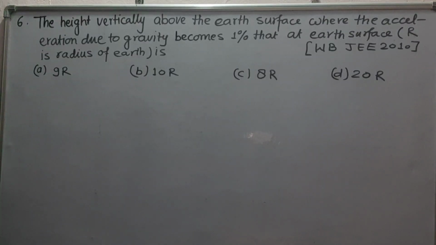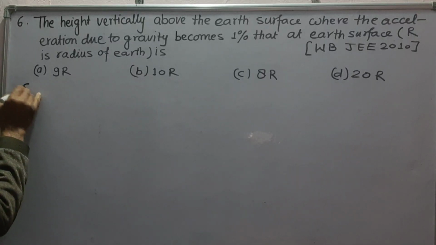Next question number 6. The question is, the height vertically above Earth's surface where the acceleration due to gravity becomes 1% that at the Earth's surface, where R is radius of Earth, is. These are the options. So solution to question 6.